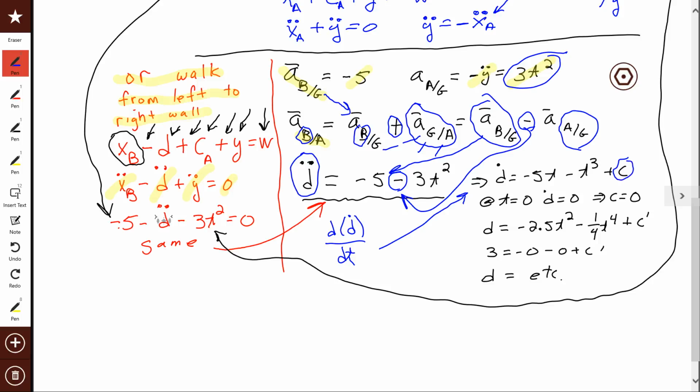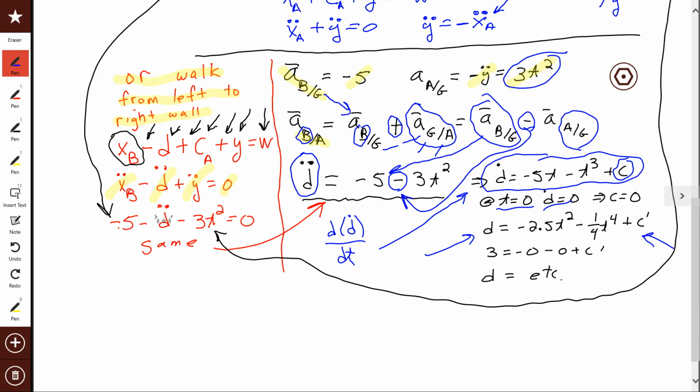How do you find the arbitrary constants? Well, you have to know a condition. I know that at time equals 0, it's at rest, so d dot is equal to 0. So you put in 0 for d dot, you put in 0 for t, and you find out that c is equal to 0. Now to get the d, I'm going to take this equation and integrate it one more time. When I do, I end up with this term, and I have another arbitrary constant. Don't forget those arbitrary constants.